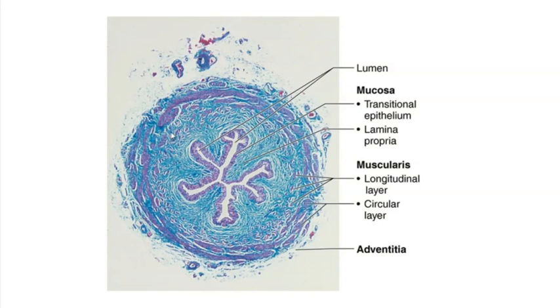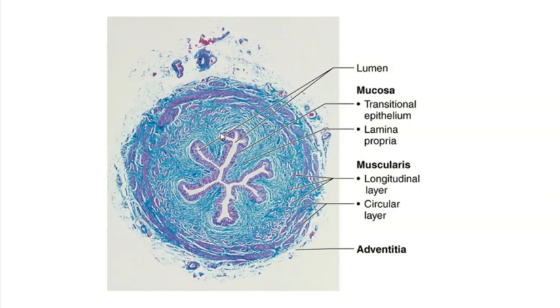So the lamina propria is part of the mucosa, and it helps secure that transitional epithelium to the muscularis layer here. The middle layer is a smooth muscle layer called the muscularis that has essentially two subdivisions or two layers of smooth muscle. The longitudinal layer is the deeper of the muscularis layers, and it is smooth muscle that runs lengthwise down the ureter. The circular layer is a little bit more superficial, and this is a layer that runs circumferentially around close to the outside of the ureter wall.